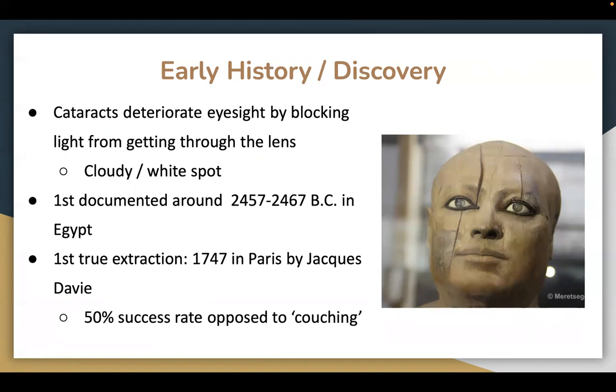Cataracts inevitably lead to the deterioration of eyesight, and they do this by blocking the light from getting through the lens of your eye. They can grow in size or multiply in number, and can oftentimes result in blurry or cloudy vision.